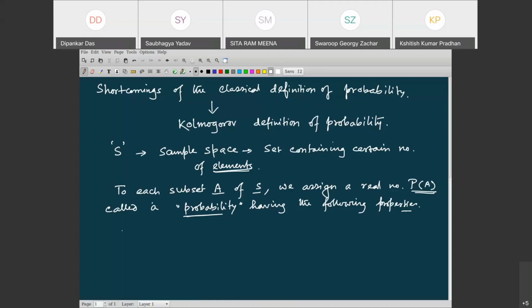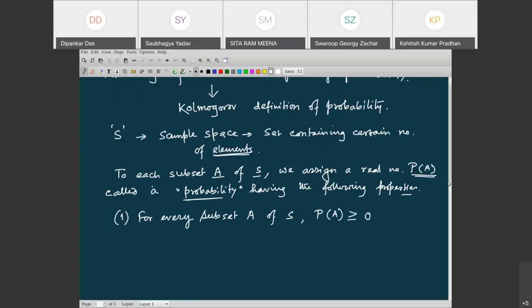First property is that for every subset A of S, P of A should be greater than or equal to 0. So this should be a positive real number. This is the first thing.